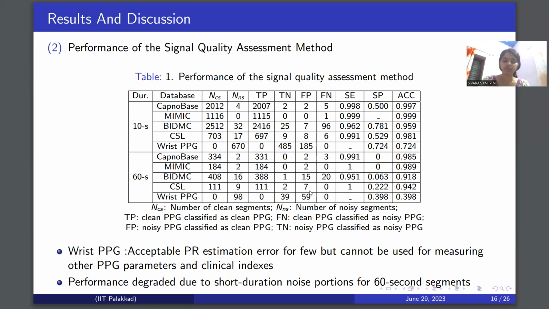The most important inference from this table is that the accuracy of 60-second segments is less than that of 10-second segments, because the performance is degraded due to short duration noise portions in the 60-second segments.